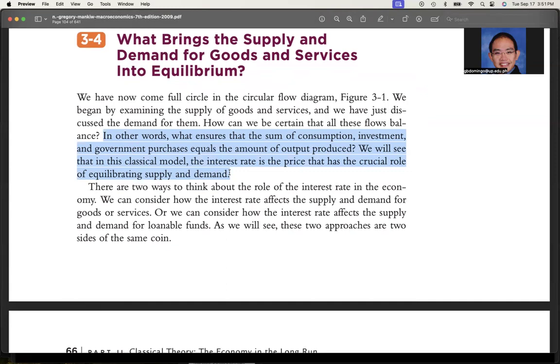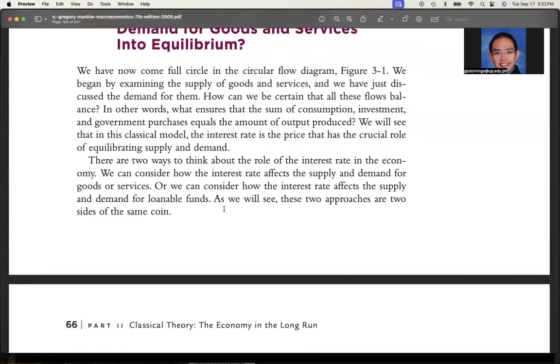What we will see here in this classical model, the real interest rate, is the price that has a crucial role of equilibrating supply and demand. So there are two ways to think about the role of the interest rate in the economy. We can consider how the interest rate affects the supply and demand for goods and services, or we can see how the interest rate affects the supply and demand for loanable funds. As we can see, these two approaches are two sides of the same coin.